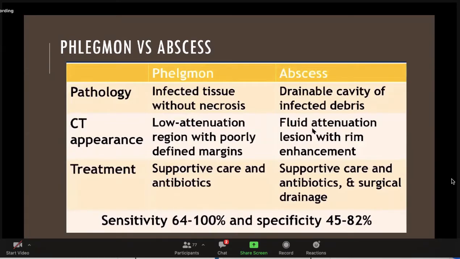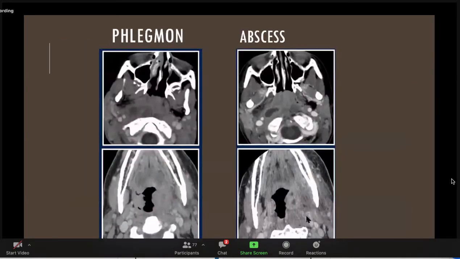Phlegmon requires supportive care and antibiotics, while abscess, depending on the size and site, will require surgical drainage on top of supportive care and antibiotics. In terms of imaging, it has very good sensitivity, up to 100% in detecting a phlegmon or an abscess. However, it can be challenging to differentiate between these two, with specificity on imaging ranging from 45 to 82%.